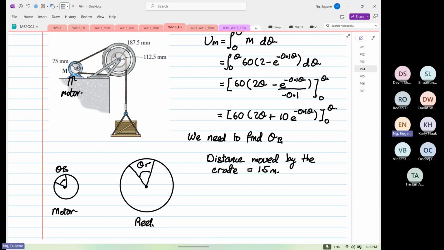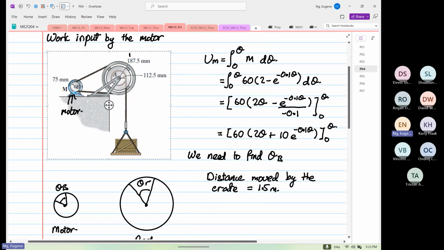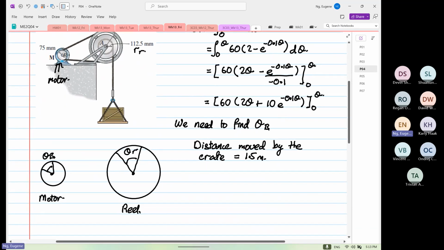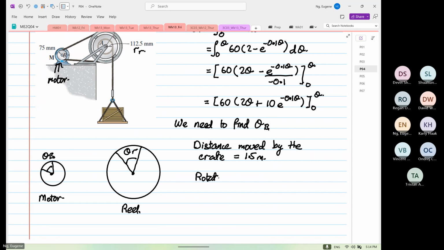So why is this important? Because if I were to take the wheel, my radius will be wrong. So we know that this is the radius of the wheel. This is the radius of the reel. If you have taken the wrong one, you might be in trouble. When I was solving this, I made that mistake. Okay. So rotation of the reel, which is equal to theta r. And theta subscript r multiplied by r is equal to 1.5.